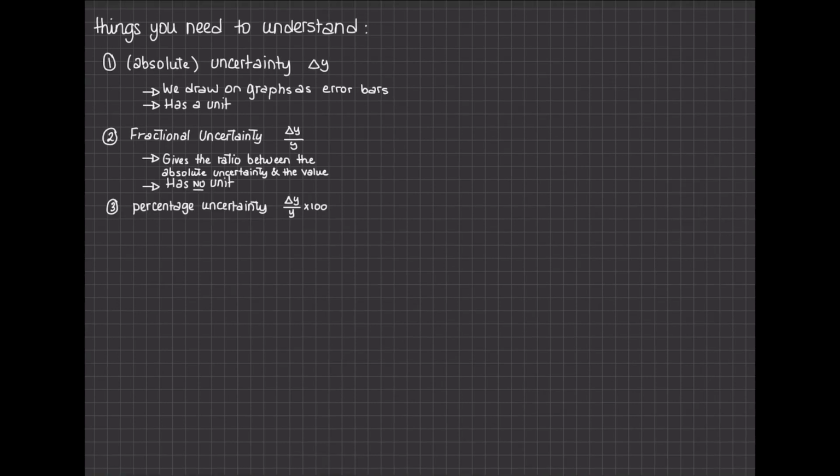Percentage uncertainty now is delta y over y times 100, which means that it's actually just the fractional, but as a percentage. It also doesn't have any unit.